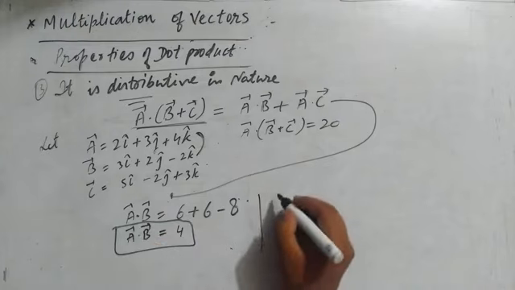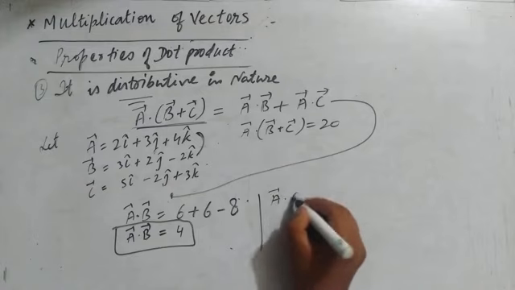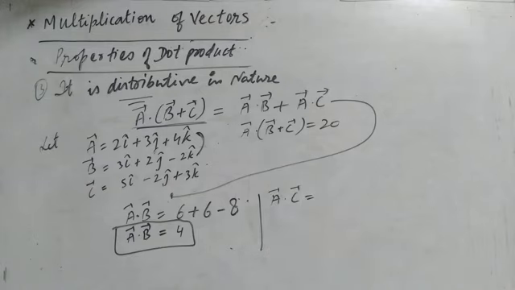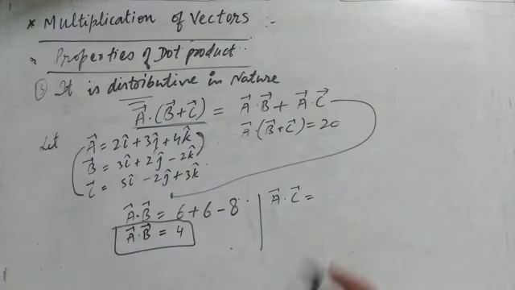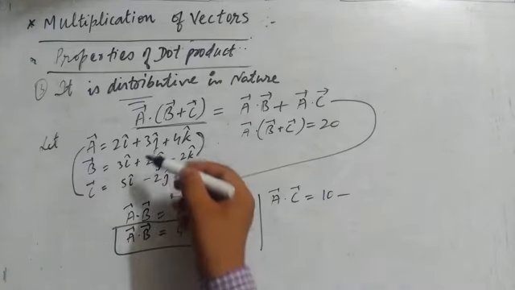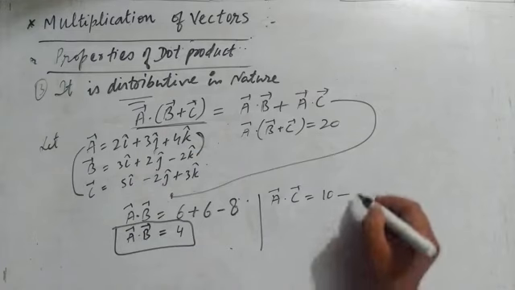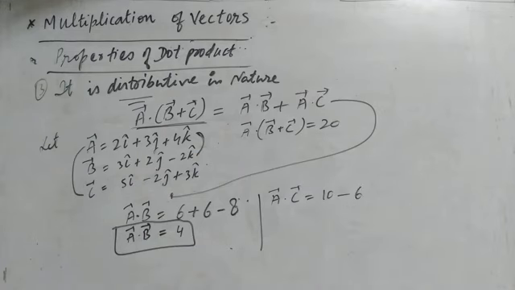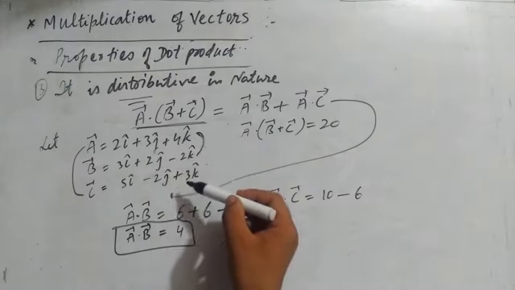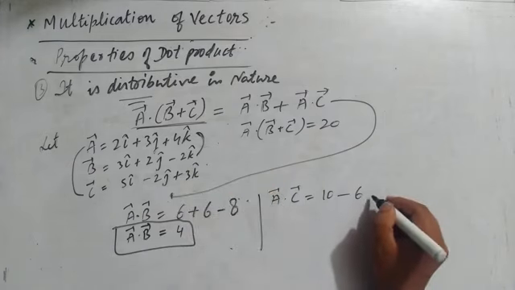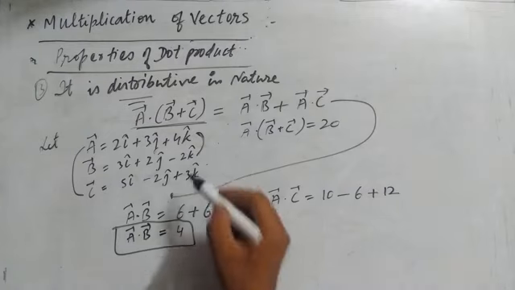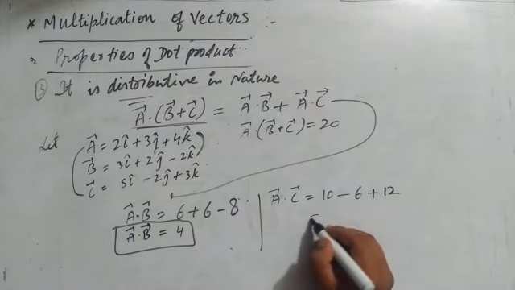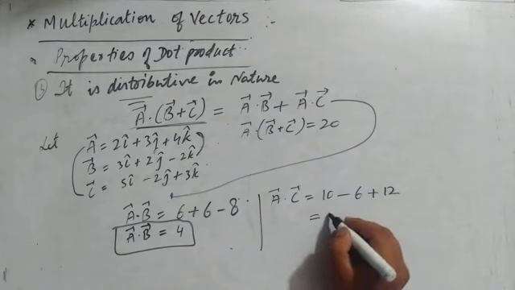Similarly, find out a dot c. A and C vector. Now 2i into 5i, this becomes 10. 3j into 2j becomes minus 6, plus 4k into plus 3k, that becomes plus 12. 4 into 3 becomes 12. So it comes out to be 16.